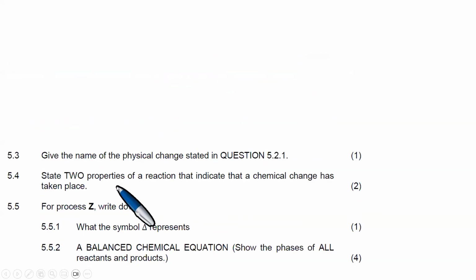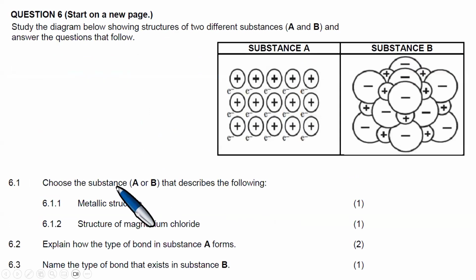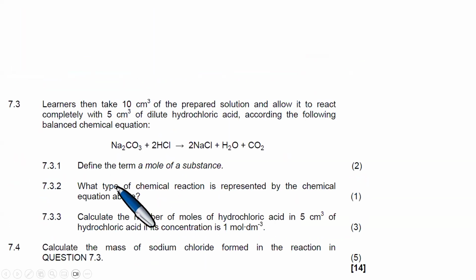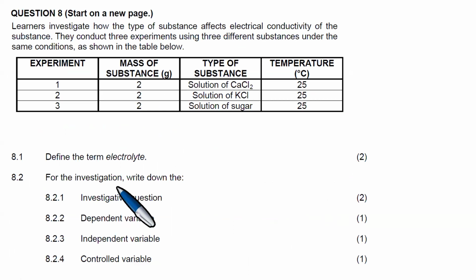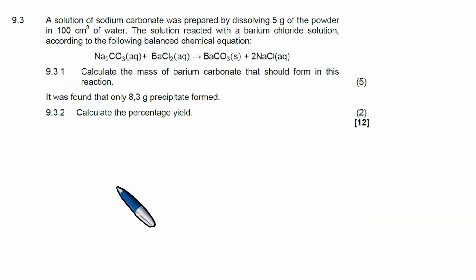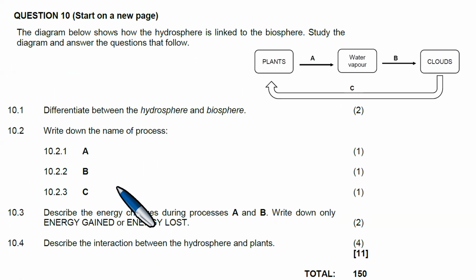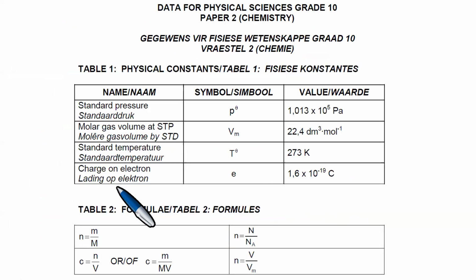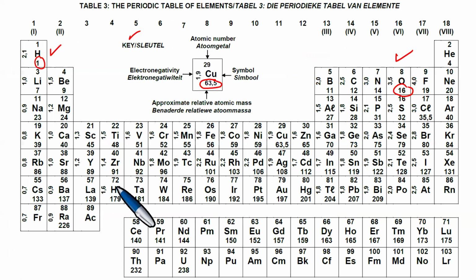So let us go. I'm going to the periodic table now. We're going to see the periodic table of the elements. So now, this is the periodic table of the elements that we study.